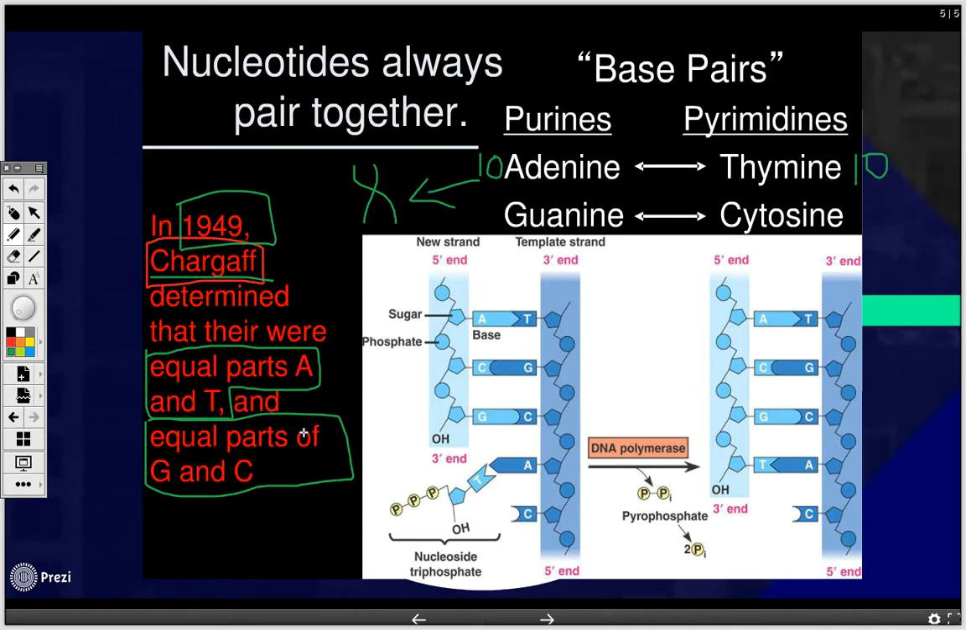And if there are also equal parts of G and C, we would know that G and C would also have to be equal, but they are not equal to the adenine and thymine. Guanine and cytosine are only equal to each other, so there could be 12 guanine and 12 cytosine. So there are equal parts A and T and equal parts G and C.